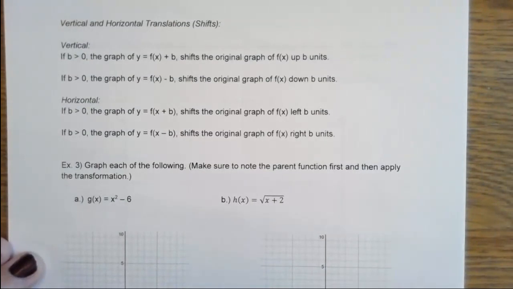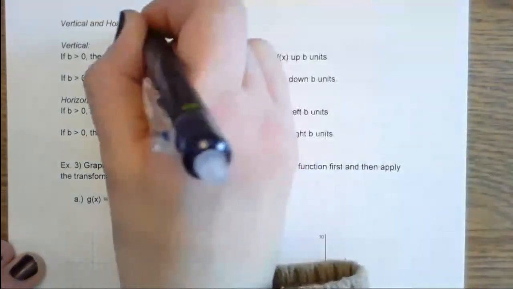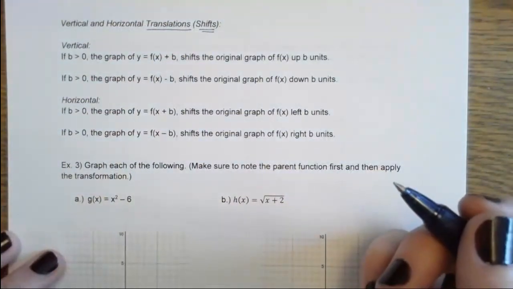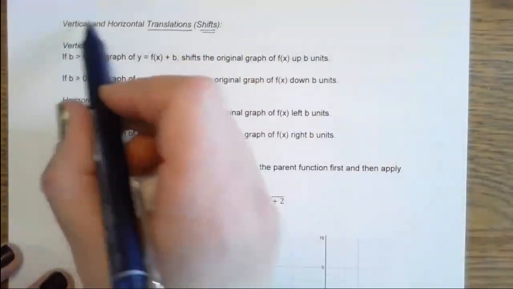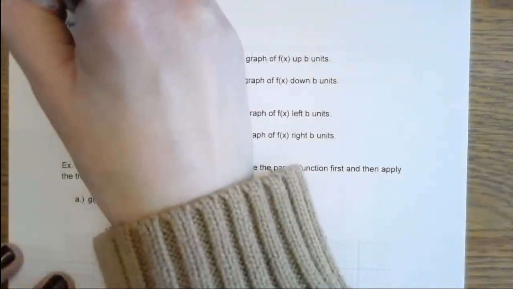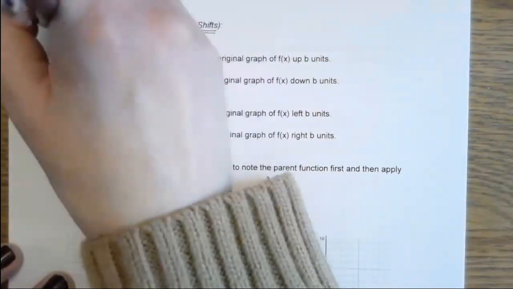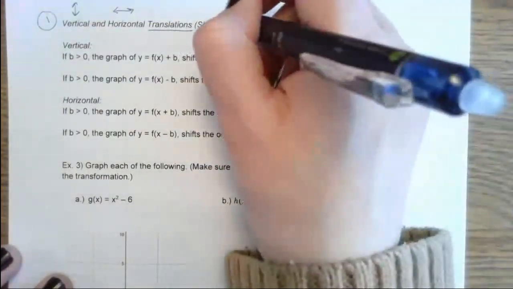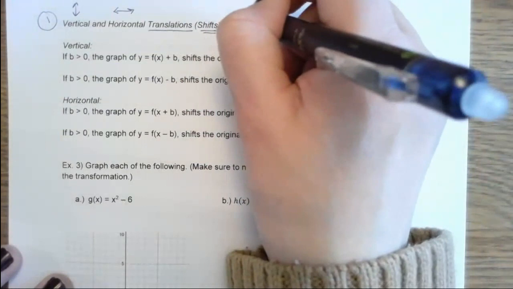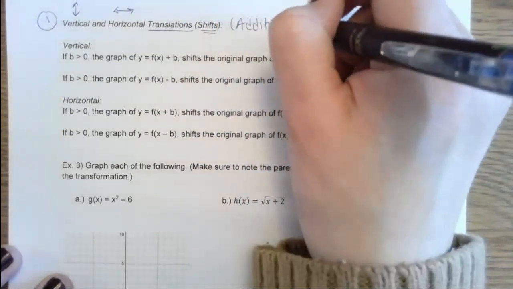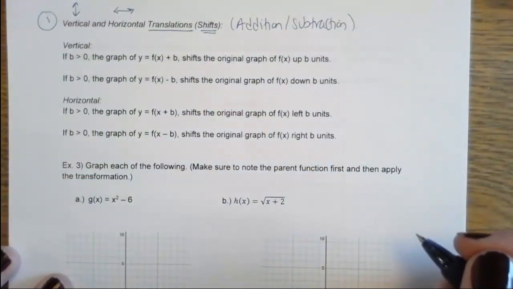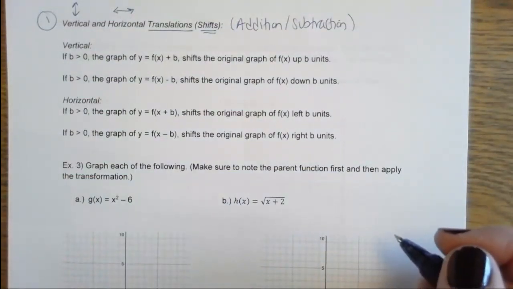The first one is a vertical or horizontal translation. That's the formal name. I'll usually just say shift. Every transformation can go vertically or horizontally. Remember, vertical is in an up and down direction. Horizontal is in a left to right direction. Now, these types of transformations happen whenever you see addition or subtraction in the change to the function. I'm going to show you some examples so that hopefully it makes more sense.